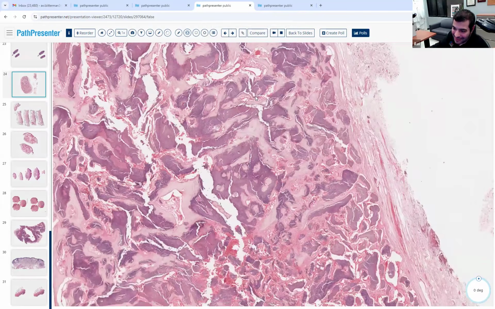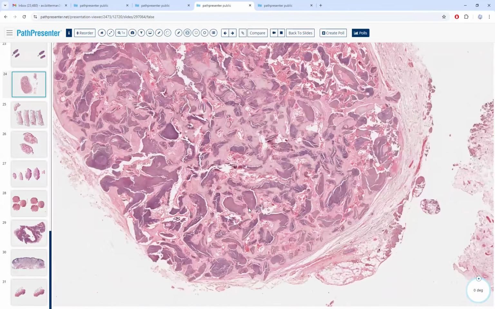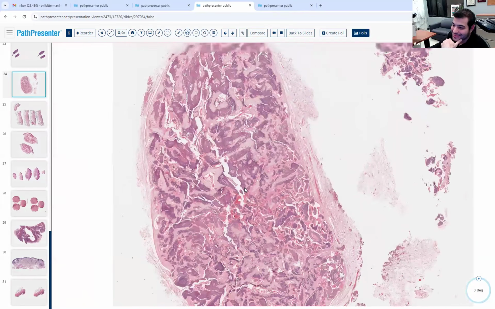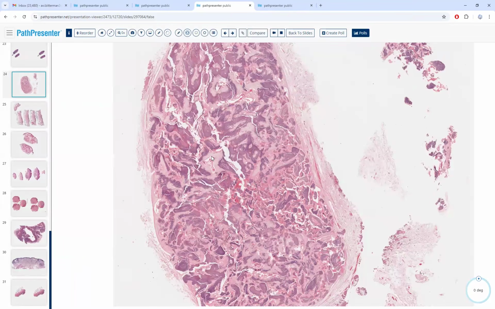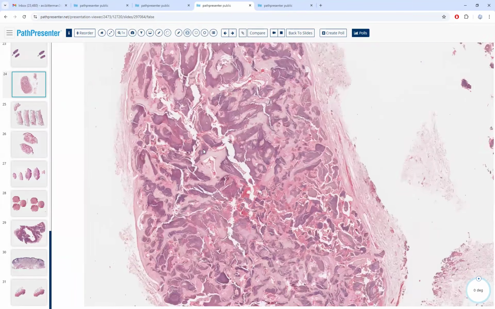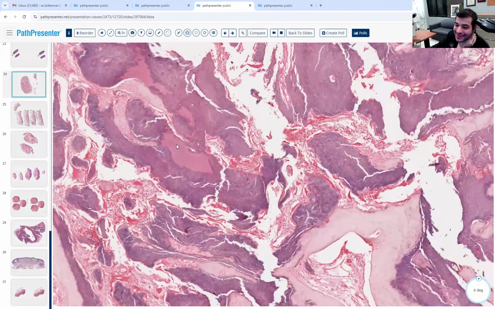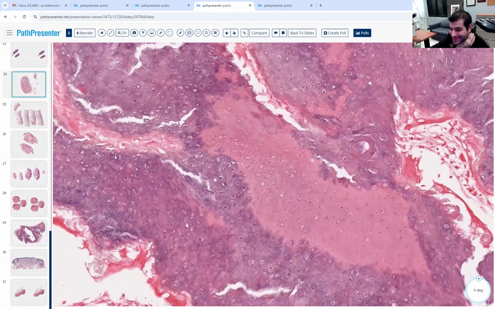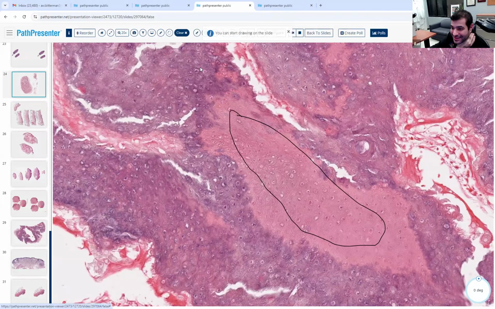So what's our pattern here? It's something similar to what we saw before. It kind of reminds you of the rolls and scrolls. Yeah, kind of does look like the rolls and scrolls. What's your differential for rolls and scrolls? Proliferating pilar cyst versus pilomatricoma. Okay. So presumably we would look for something like this, right? Ghost cells. Yeah. Those are ghost cells.